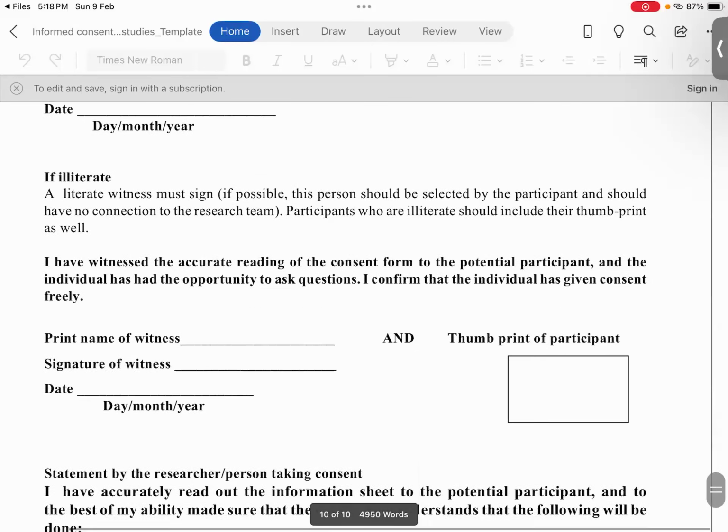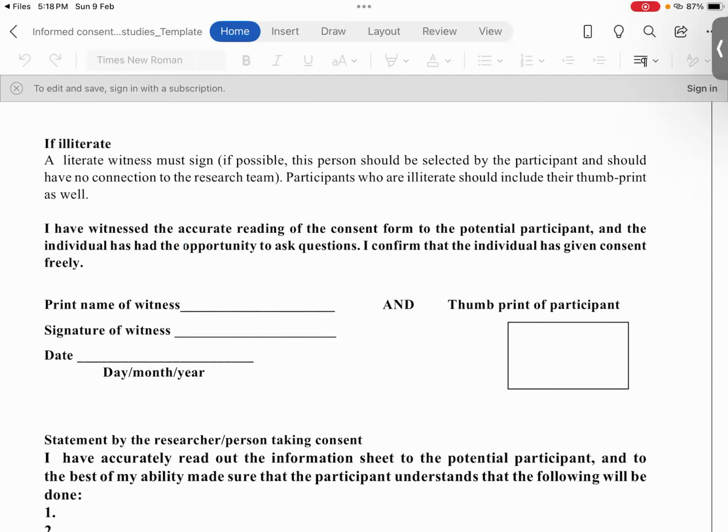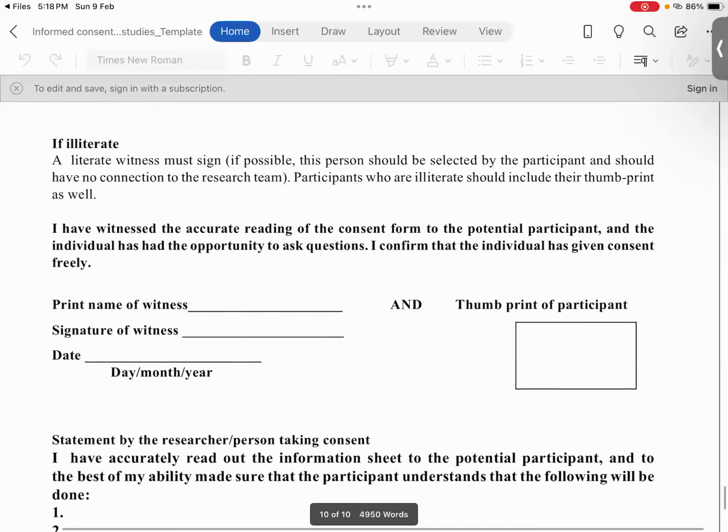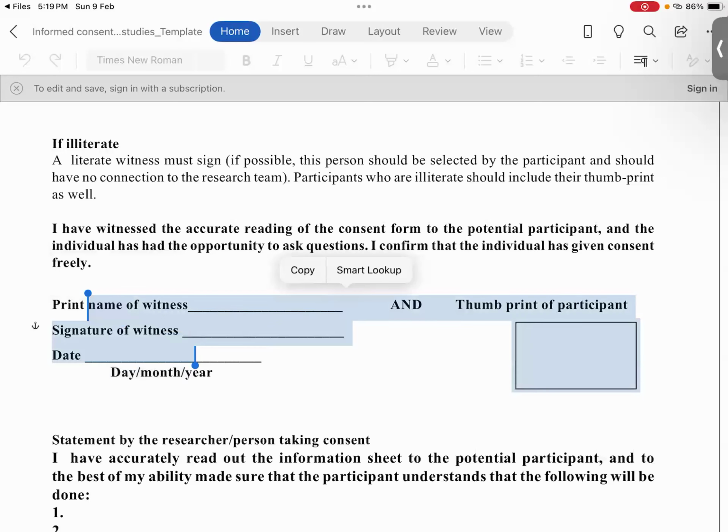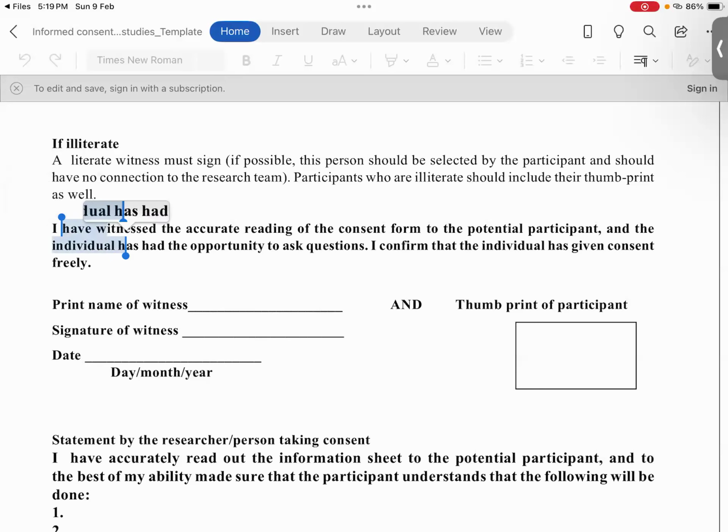Now, if the participant is illiterate, they have to give this statement. If it is an illiterate participant, a literate witness must sign. If possible, this person should be selected by the participant and should have no connection with the research team. Participants who are illiterate should include their thumbprint as well. Here is the thumb imprint. So they have to add their thumb imprint, and here the witness has to sign. The witness also gives a statement that I have witnessed the accurate reading of the consent for the potential participant, and the individual had an opportunity to ask questions. So see, everything is written in the first person, like I.